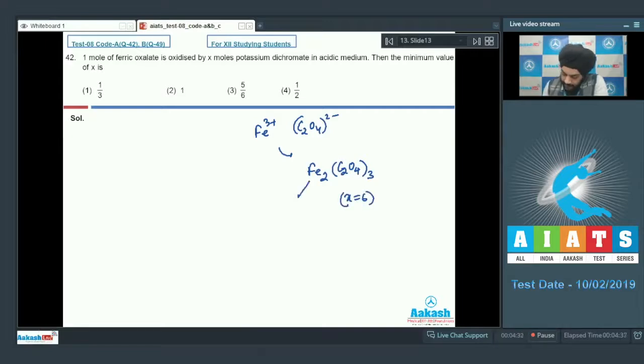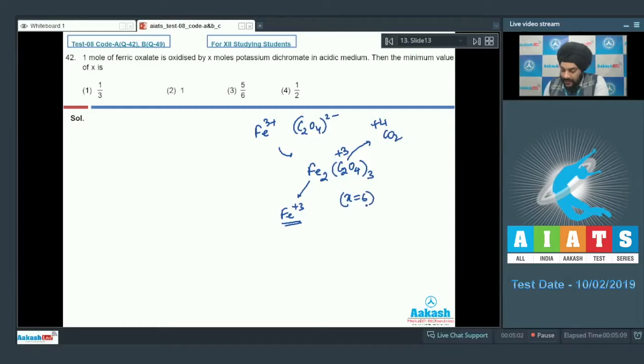The Fe will not get further oxidized. It is already present in plus 3. But if you talk about the oxalate ions, in the oxalate ions, the carbon is present in a state of plus 3 and it will be converted into CO2. It will be in a state of plus 4. So we have the N factor of oxalate ions equal to 6. We have 3 oxalate ions in the system.